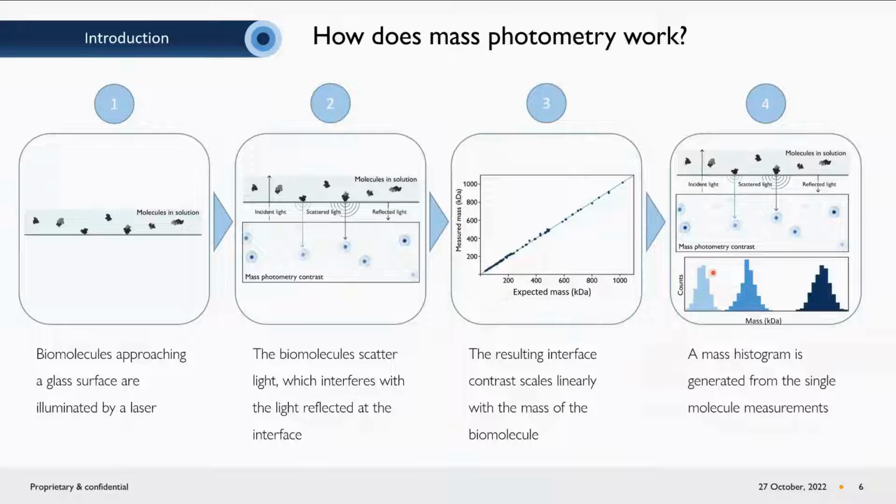Now, the output of mass photometry is a histogram. So initially, it is counts over the contrast. And once you calibrate the system, it is counts over the molecular mass in kilodalton. And each of these events is a single molecule. So we do have single molecule resolution.